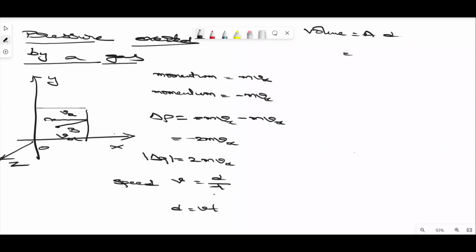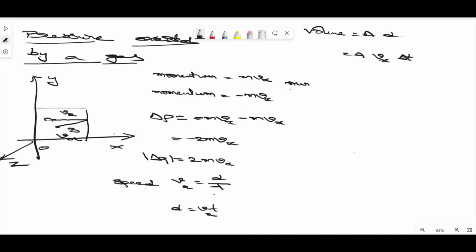As we observe, volume equals area into distance. Here the distance, in terms of velocity along the x-axis, is being represented as v suffix s into the change in time, delta t.